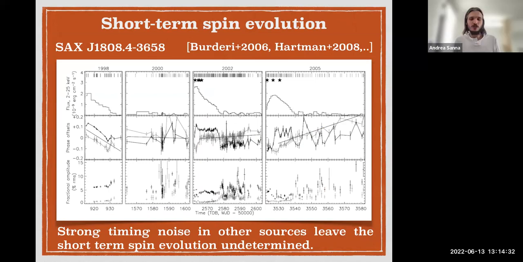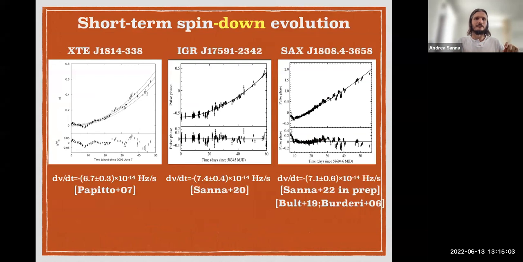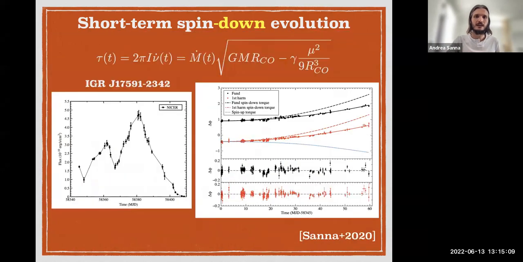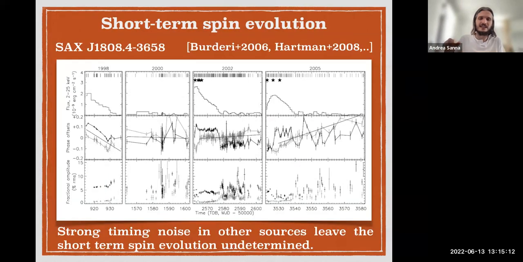Okay, thanks. So I showed you that with the standard idea, we expect spin up. Sometimes you have spin up, sometimes spin down. Most of the time, things are much more messy. Here, I'm showing you the case of SAX J1808. In the top panel you have flux as a function of time, showing how the outburst is going. The middle panel is the phase. If you remember, in the other case it was much clearer that the phase was going either up or down in a quadratic way. In this case, as you can see, it's very erratic. It goes up, sometimes down, and the error bars are very large.